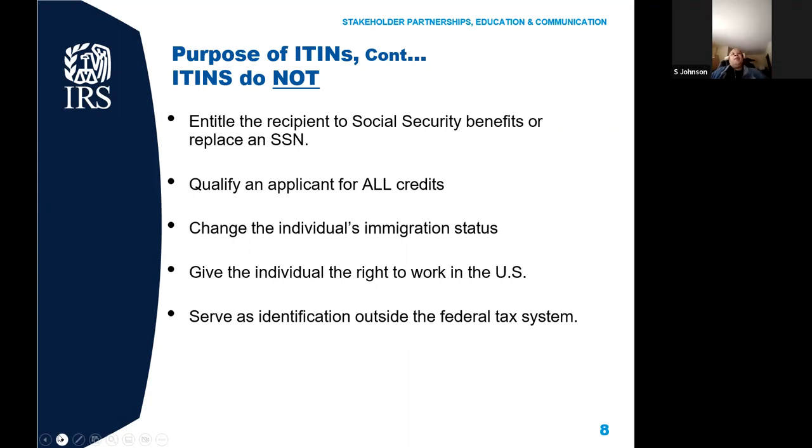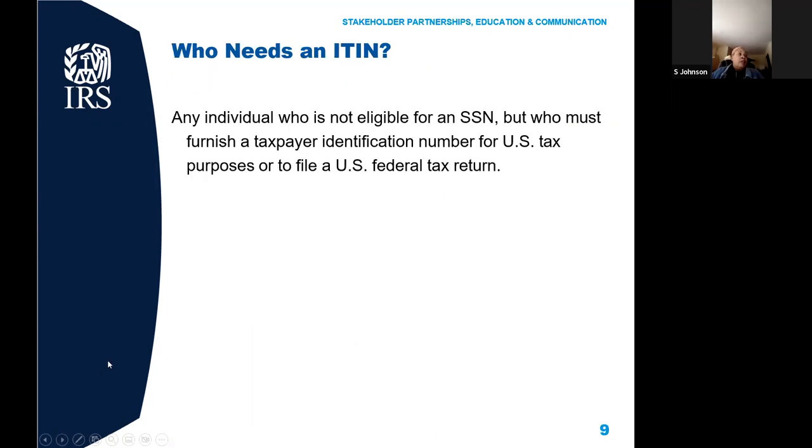A lot of people think that because they have an ITIN, it gives them the ability to, one, go get a driver's license, or get a state ID. It does not. It is particularly only for federal tax purposes. It has no jurisdiction in any other place.